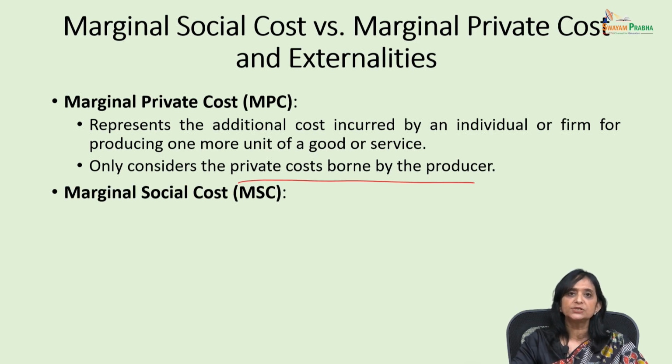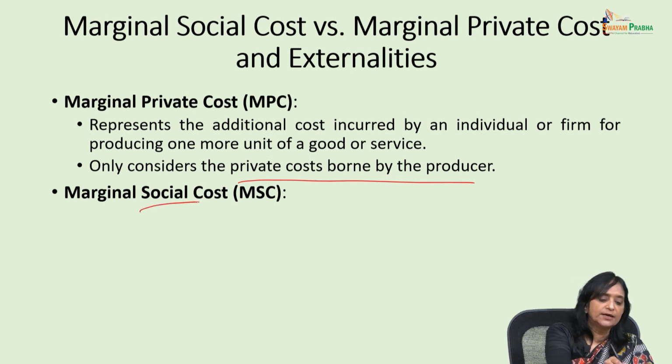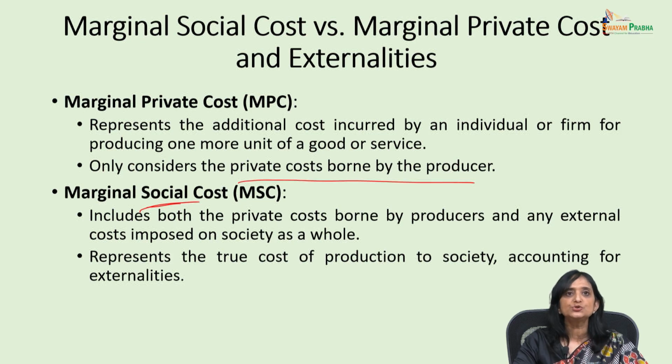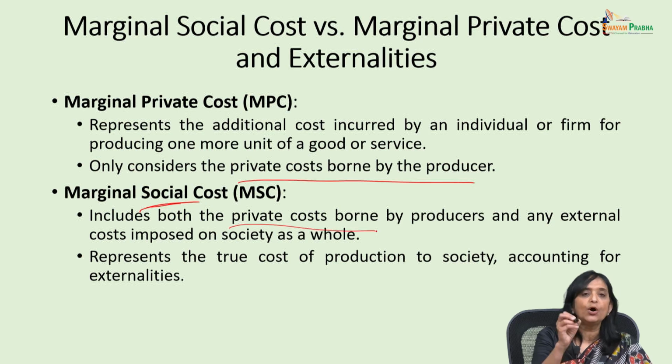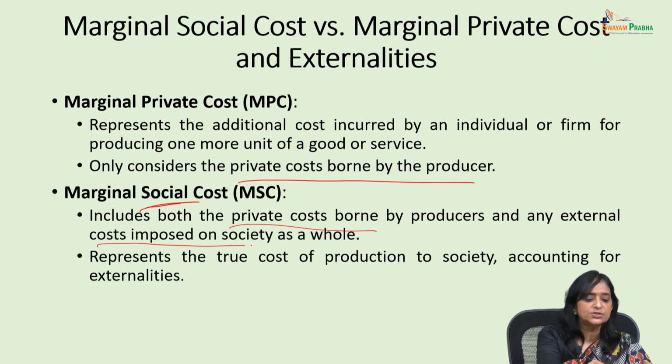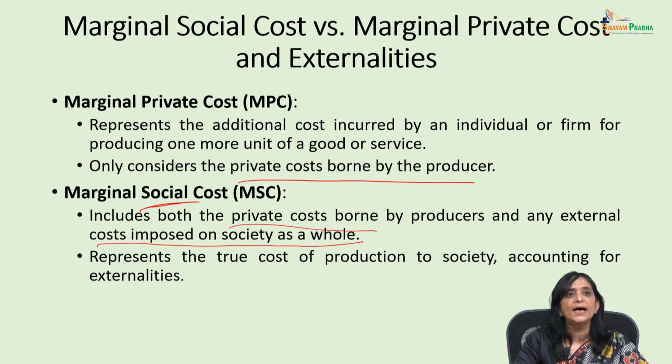The other cost is marginal social cost. As the name indicates, here we will be talking about what is happening to society because of the production of this good. Marginal social cost not only includes the private cost which is borne by the producer, but it also includes the external cost this production has on society as a whole.